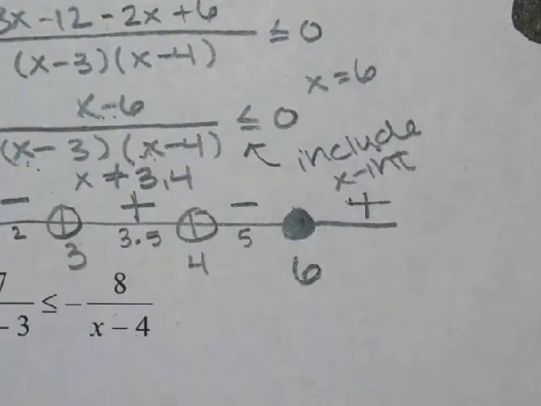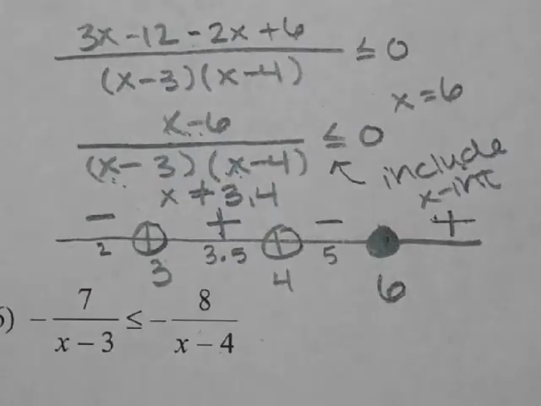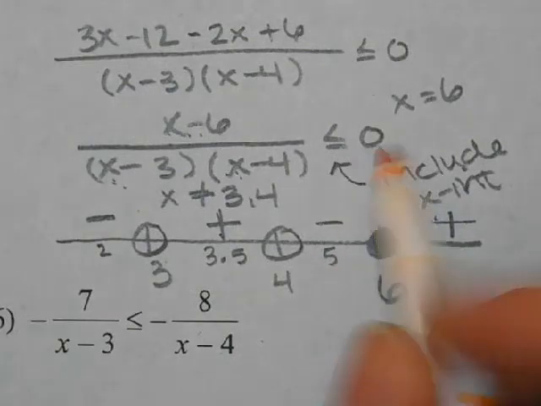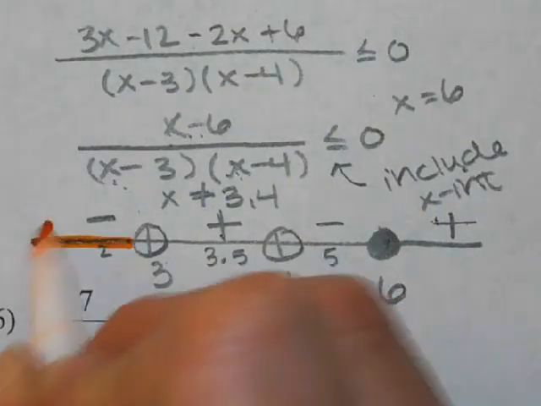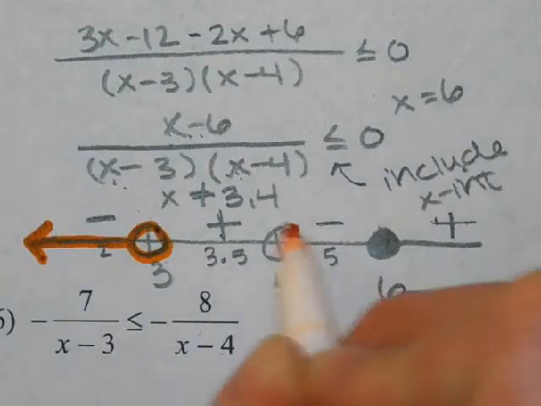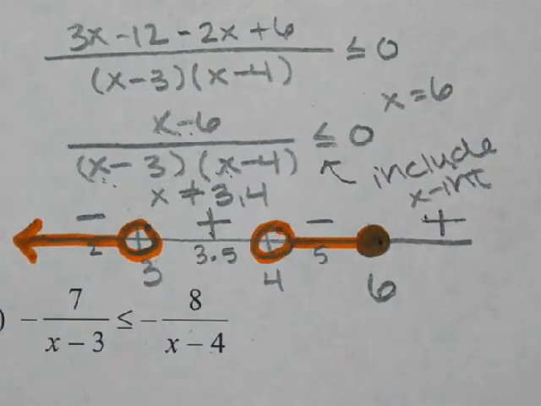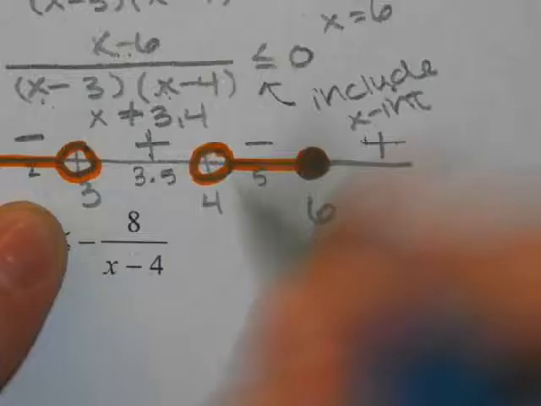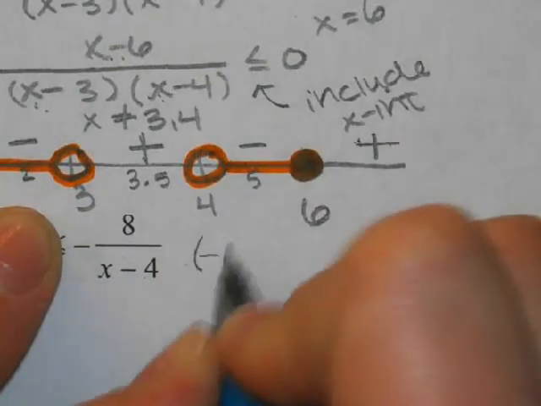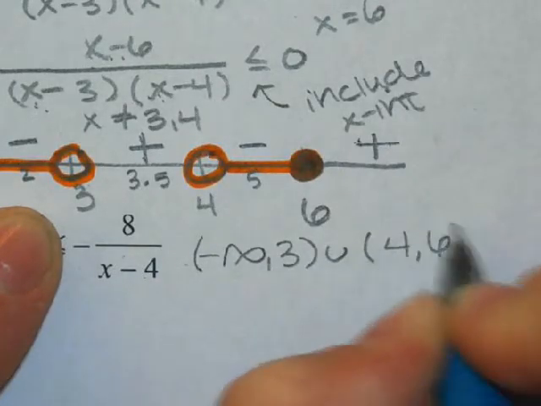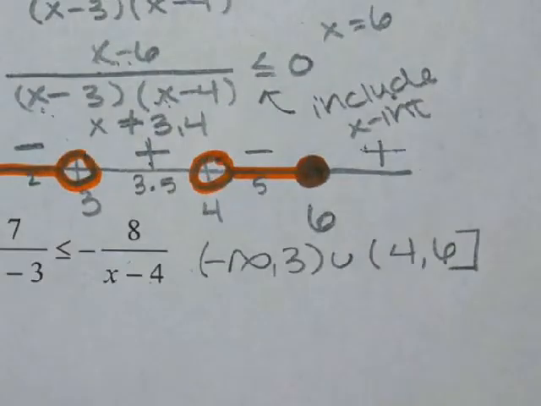And then based on the inequality symbol, are we keeping the negatives or keeping the positives? Keeping the negatives because we want to be less than 0. So keep the negatives and keep the negatives. And so what is our answer? Negative infinity to 3. And then 4 to 6, right? Perfect.